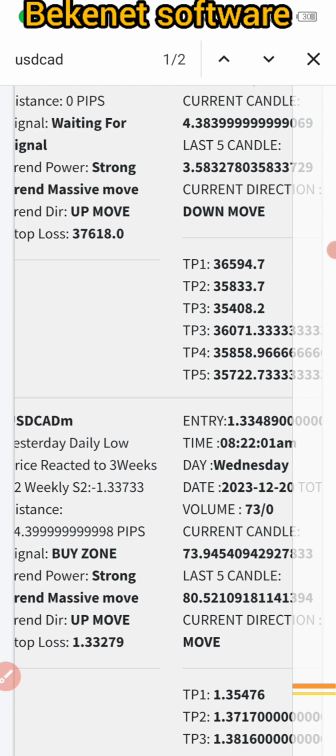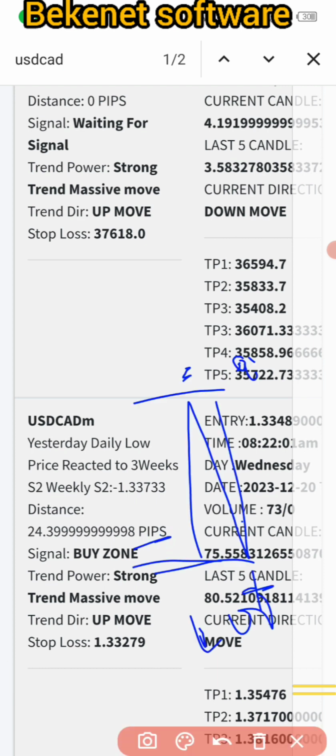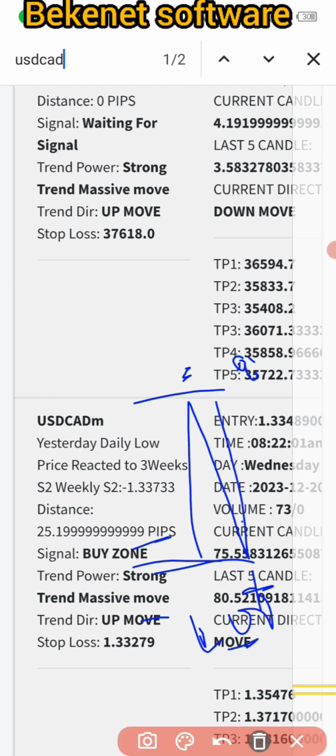This is a complete circle. If you see the way I posted it on the Telegram channel, wait for a complete circle. Apart from that, I'll still show you another way whereby you can take advantage of the market, but this is better. Just wait for the whole circle to be completed. You will see the buy signal, up move, current direction. That's the only thing you need to do. Just be patient and wait for these three things to align.